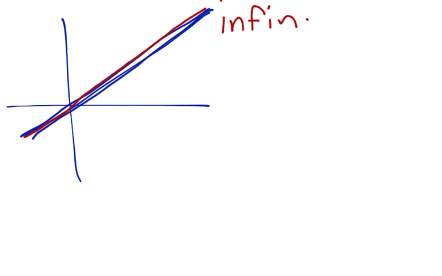Okay, here's your line. Then you graph the second line, and lo and behold, it ends up being the same line. That's a case of infinite solutions. So if this is a college class, you wouldn't just write infinite solutions.